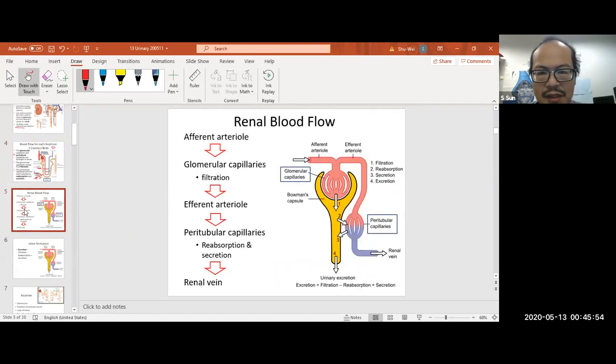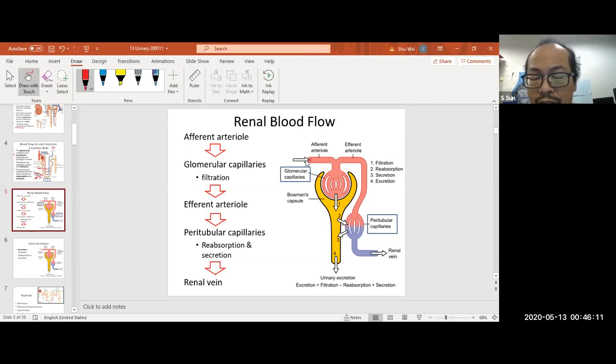Let's use this one here. So the renal blood flow. This sequence is very important. You will see this one if you want to do well on your final exam. Remember this procedure, remember this sequence.